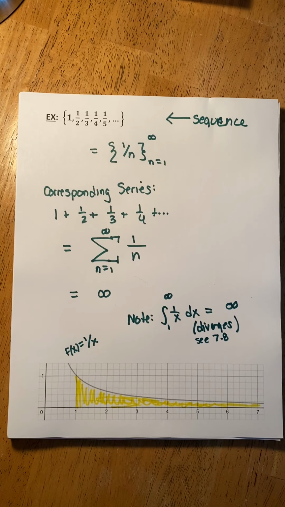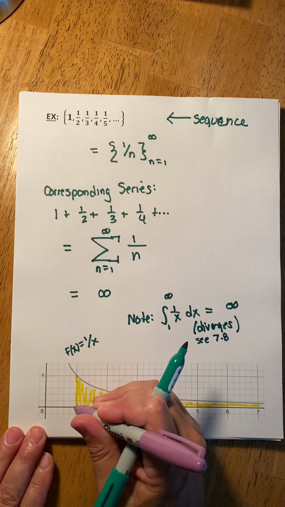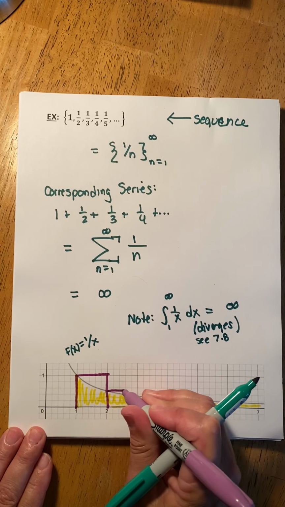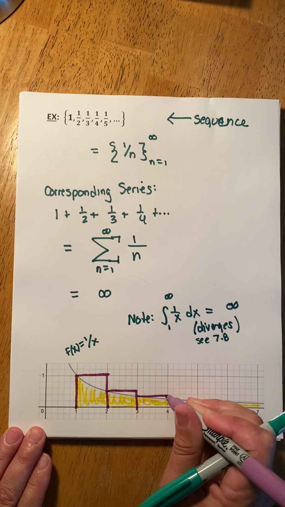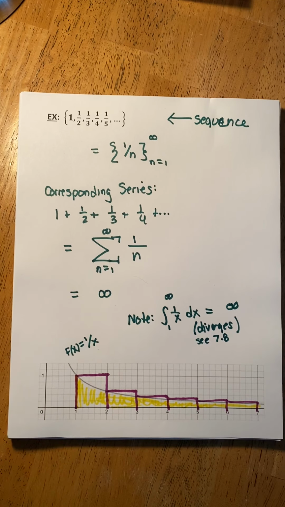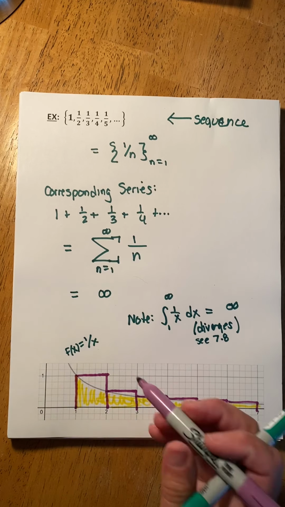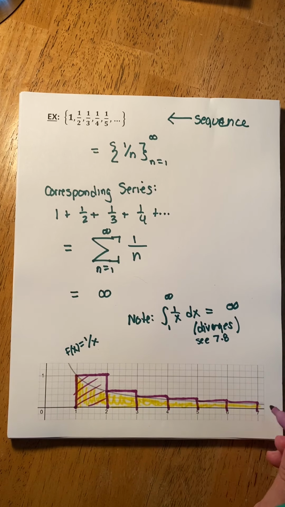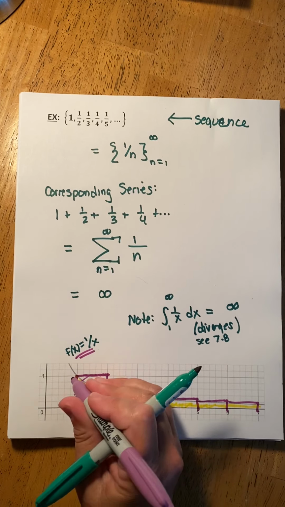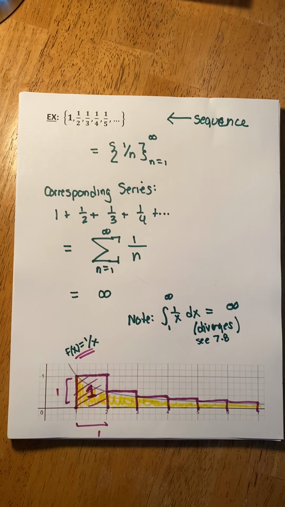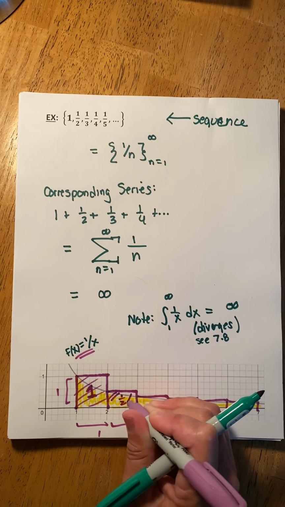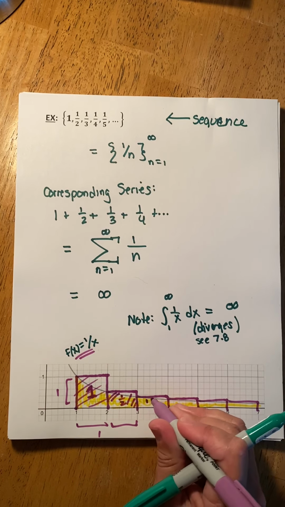Now let's consider these little boxes I'm going to draw. Let's look at the left sum. I'm going to go up the left side, and I do this forever. The area of this first box, well, this is the curve 1 over x. This has width 1 and height 1, so it has area 1. Width 1, height 1/2, this guy has area 1/2. This guy has area 1/3.